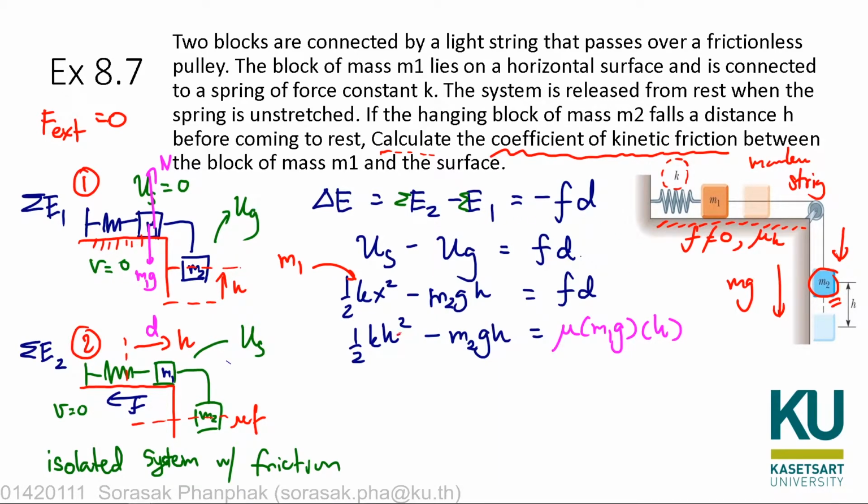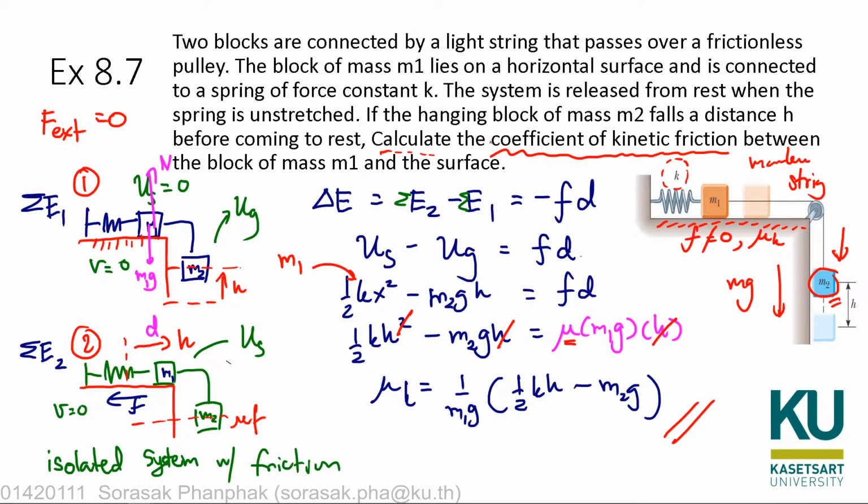So now you can see h can cancel each other out. So you would like to determine the mu, so just rearrange this term. So mu is now equal to 1/m1g times (1/2 kh minus m2g). This is how you determine the mu k. So this is the final result.